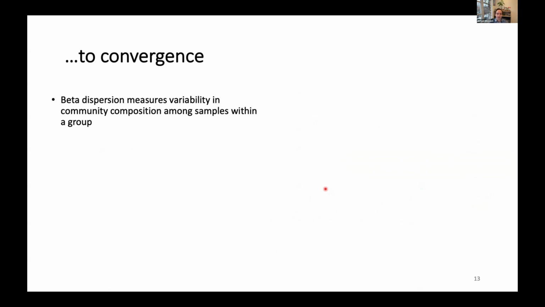And to look at convergence of samples, we could use a metric called beta dispersion. And this is a measure of variability in community composition among samples within a group. So if we were to group all the 1-month-old infants together, the 2-month-old, 3-month-old, and so on, we could look at how far each of these samples are from the average sample at that time point. And if they're very far, it would be very dispersed data, very high beta dispersion. And as things stabilize and converge, you would expect that the beta dispersion would decrease.